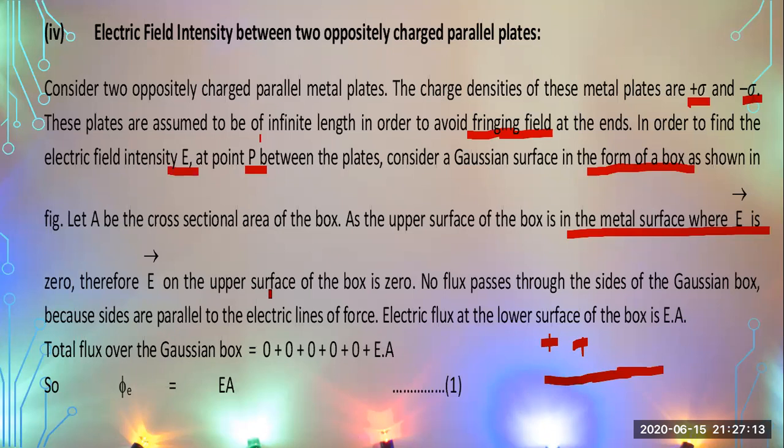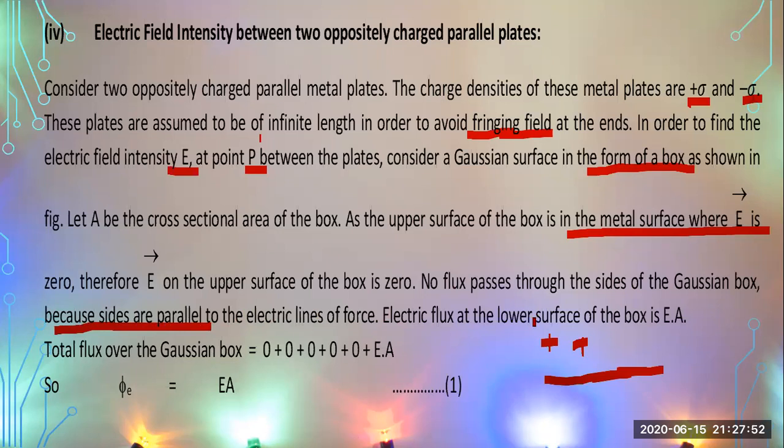Therefore, on the upper side of the box, no flux passes. I will explain again using the figure. First of all, if you want to note these points, it will be easier during revision. No flux passes through the sides of the Gaussian box because the sides are parallel to the electric lines of force. I will show how the sides are parallel to the electric field in the next slide, where I will show the figure.